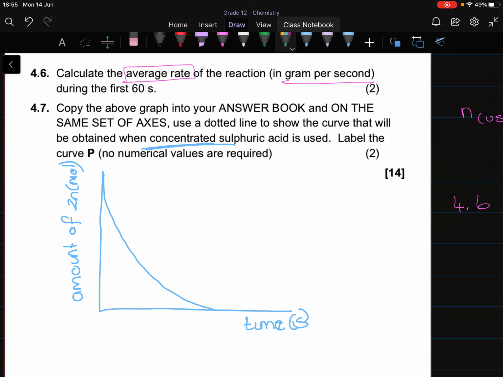That means it's going to go faster. I want a line that does that. Must be steeper, and I label that P. Make sure we can see it. Okay, if I can't see it, then I can't give you marks for it.